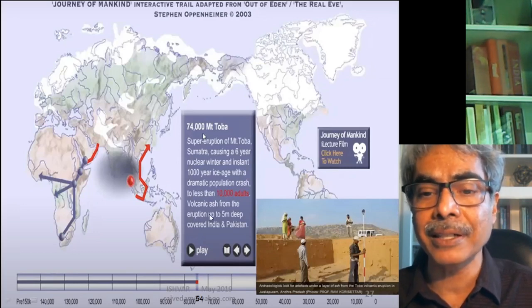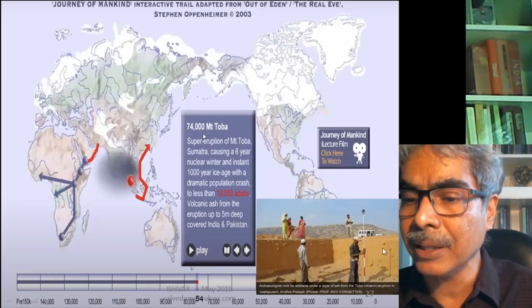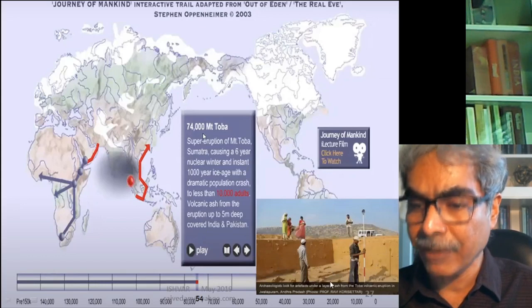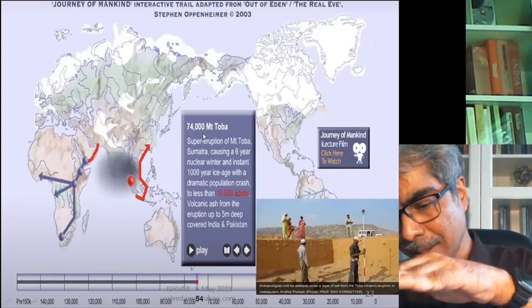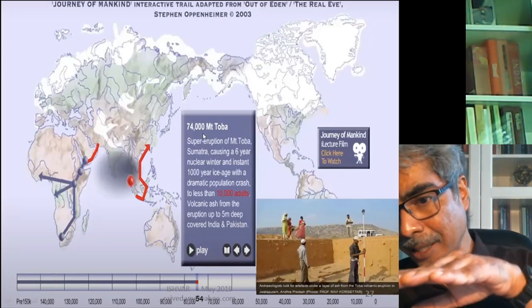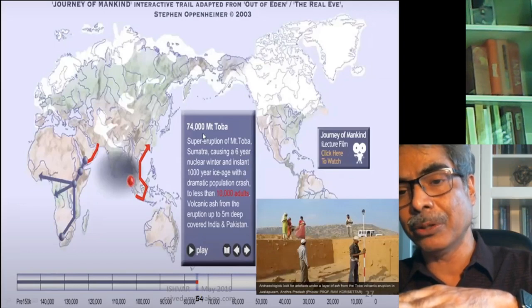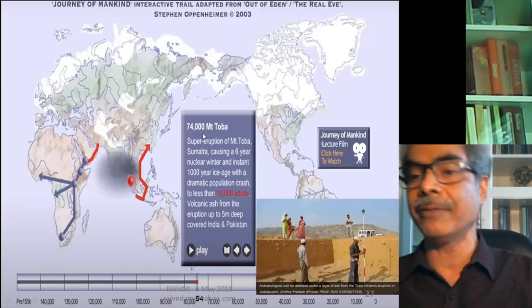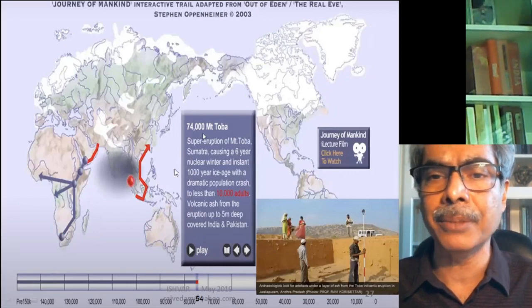He further says volcanic ash from the eruption was up to 5 meters deep in India and Pakistan, which is quite a bit. Even today in the state of Andhra Pradesh, in Jwalapuram, we are finding the ash layer there. We are finding human artifacts above the ash layer and human artifacts under the ash layer, showing that human habitation was there before the Mount Toba event and also after the Mount Toba event. So this is very interesting to see this particular one.